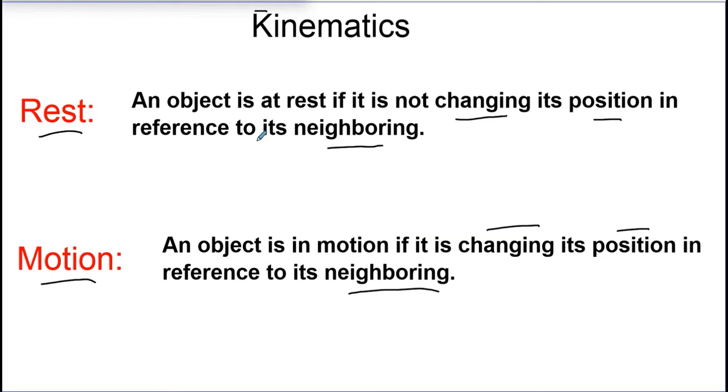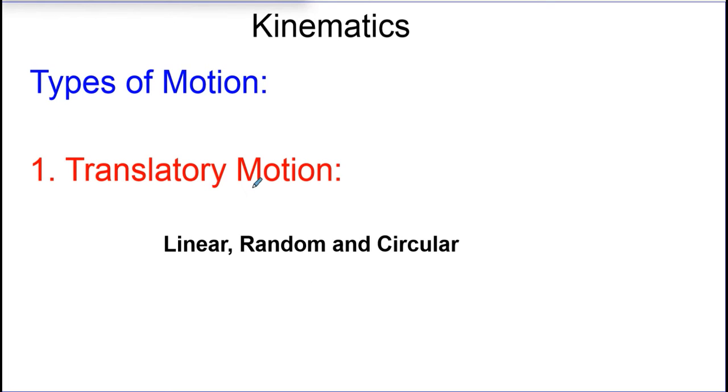Okay, fine. So now you know what is rest and what is motion. So let's move forward. Now we will study types of motion, and basically there are three types of motions. The first motion is translatory motion. And then we will study two more types of motions.